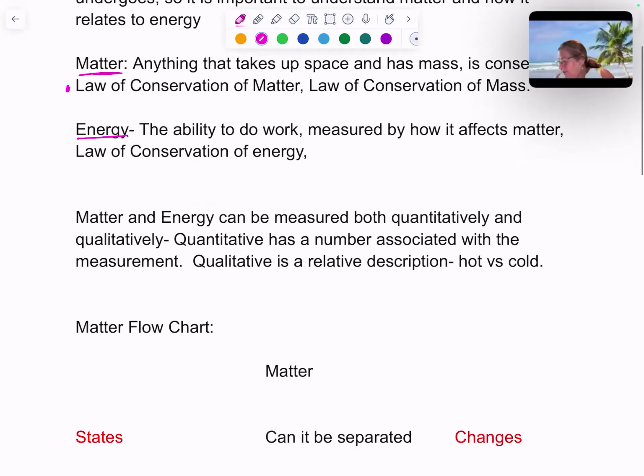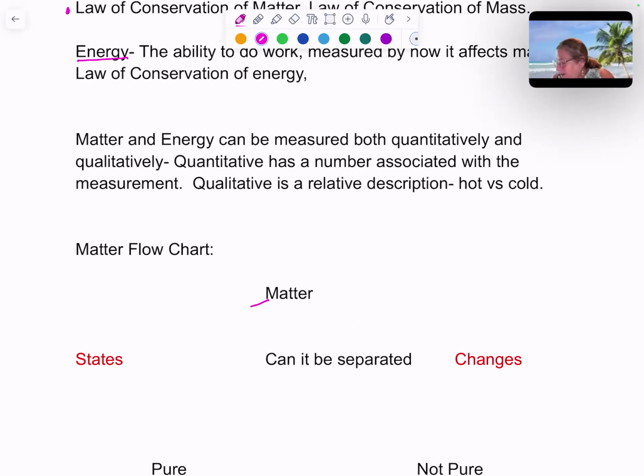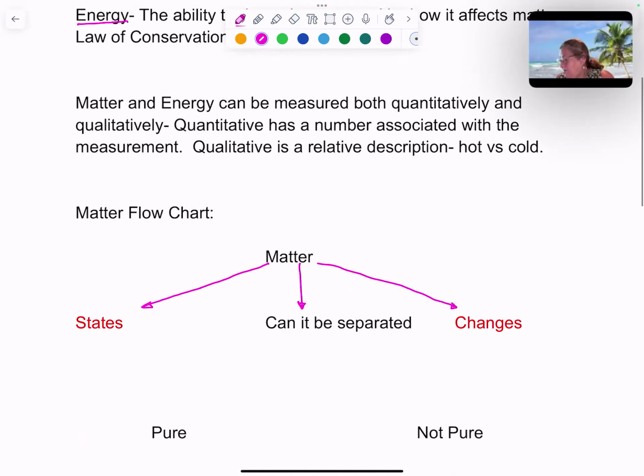Now, matter has a flow chart. Matter has states. We describe it as, can it be separated or not? And we describe matter based on the changes it undergoes.